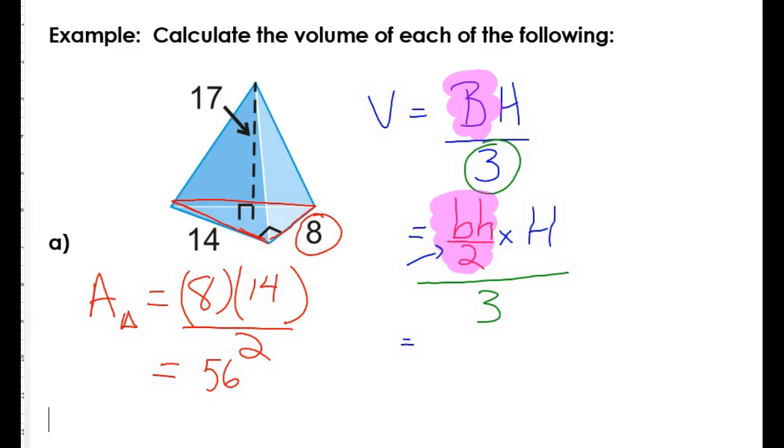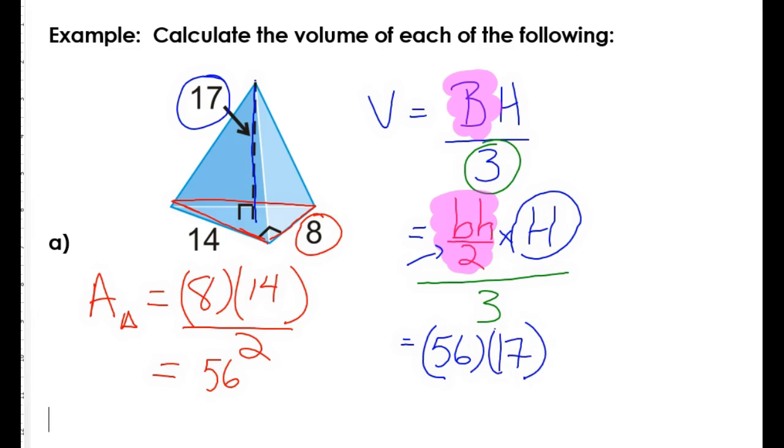So working that out, instead of base times height divided by 2, I'm going to put the value that I figured that to be, and that's 56. Now I need to look at the height of the entire pyramid, and the entire pyramid, going from the top all the way down to the center, is 17 units long. And then I'm going to divide that whole thing by 3.